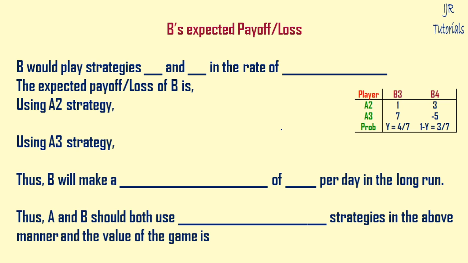And now we need to fill up this one. B uses which strategies? B3 and B4 in the form of a 4:3 ratio. And next we need to calculate the expected payoff of loss with the A2 strategy. So by using the A2 strategy, 1 into 4 by 7 plus 3 into 3 by 7. That means 4 by 7 plus 9 by 7, that is equal to 13 by 7.